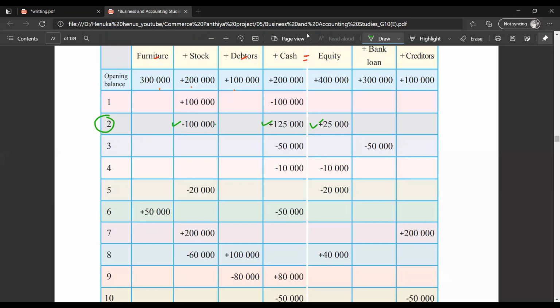Stock asset has decreased by 100,000 because they have purchased 100,000 worth of stock. So it says they sold it for 125,000, right? What happened? So our stock will be decreased by 100,000. Yes, and cash is also coming now. They have sold it for cash. So our cash asset will be increased by 125,000.